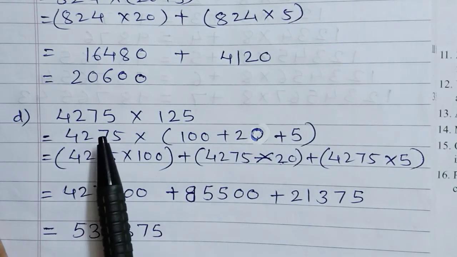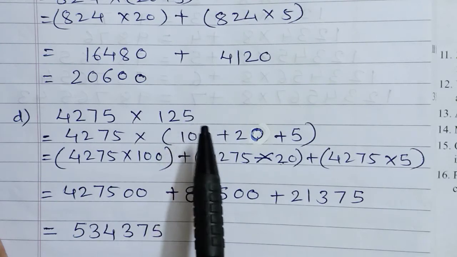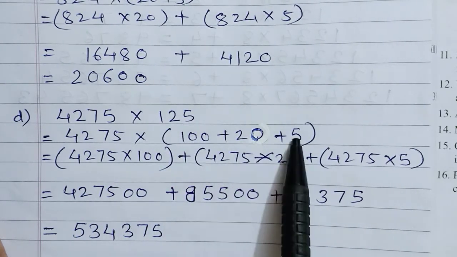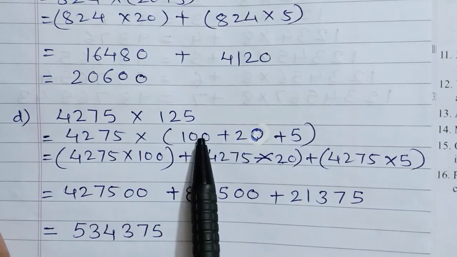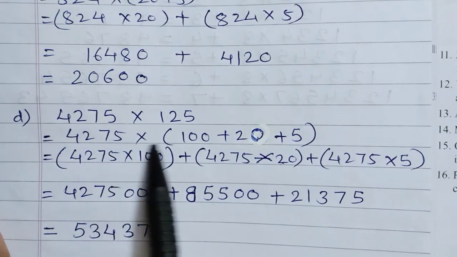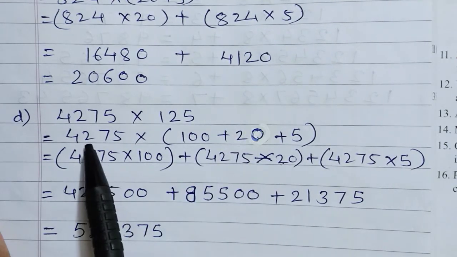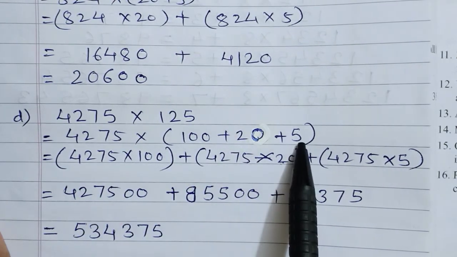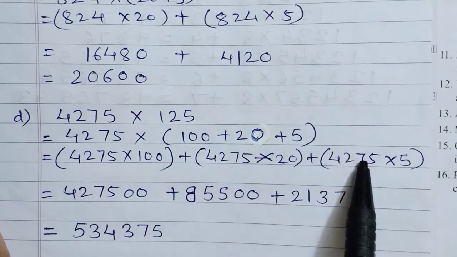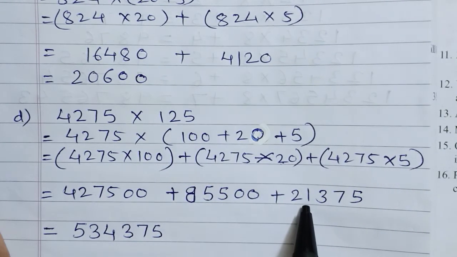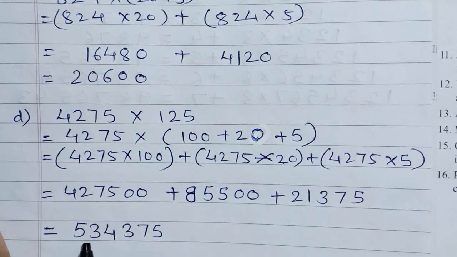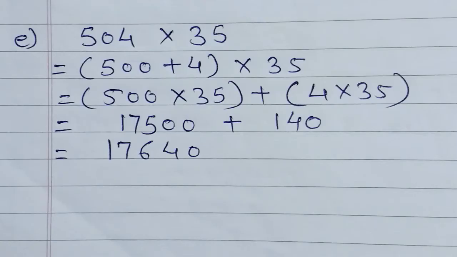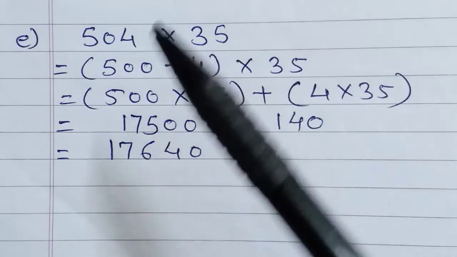Okay, so now in the previous sum there were 2 numbers in the bracket. Now there are 3 numbers. The procedure is the same. So 4,275 into 100 plus 4,275 into 20 plus 4,275 into 5. So after solving these 3 brackets, I got the answer, and after adding them I got this final answer. It is 5,34,375.